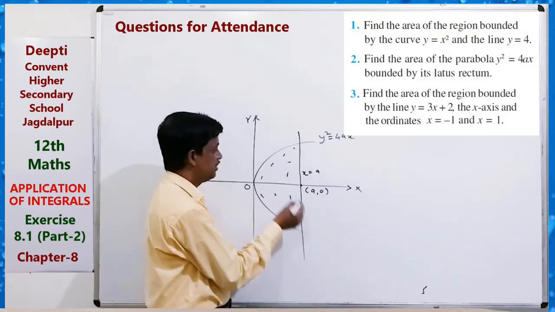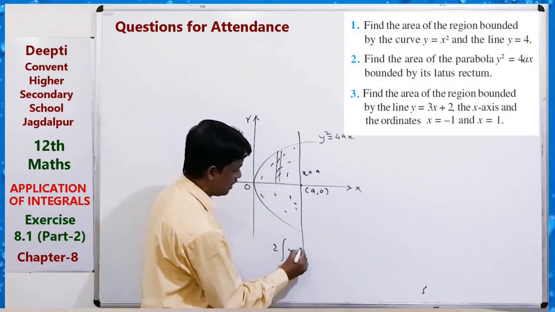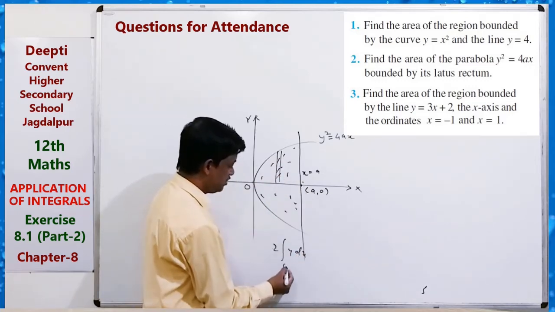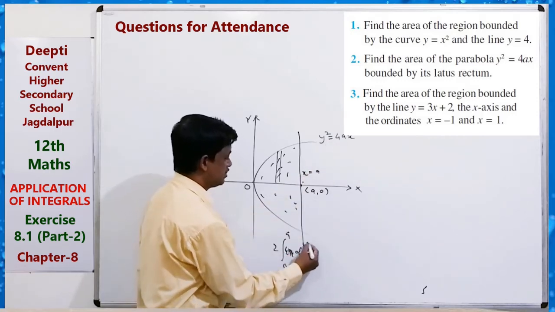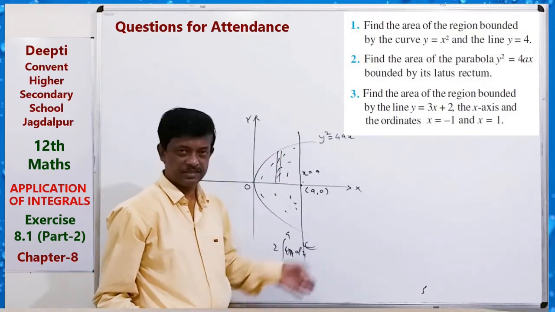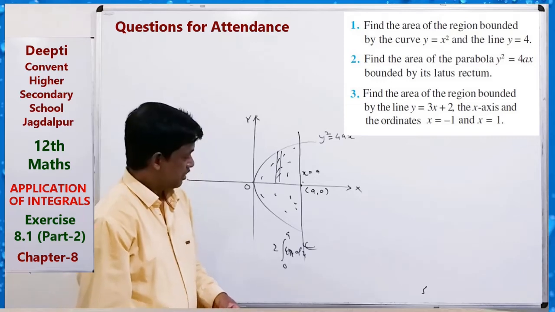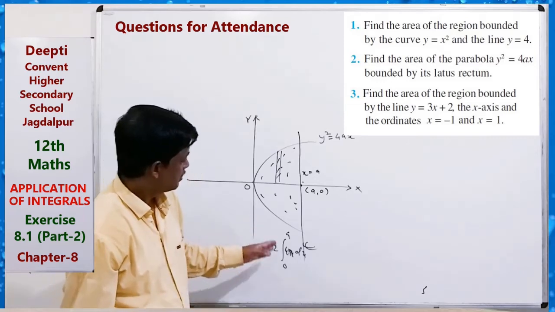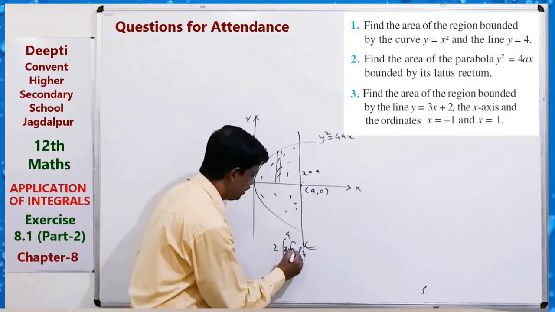So we can find the area of this part: 2 times integration y dx from 0 to a, where y equals root of 4ax, which is 2 root ax. We can solve it. Simple. You know latus rectum passes through focus (a, 0).